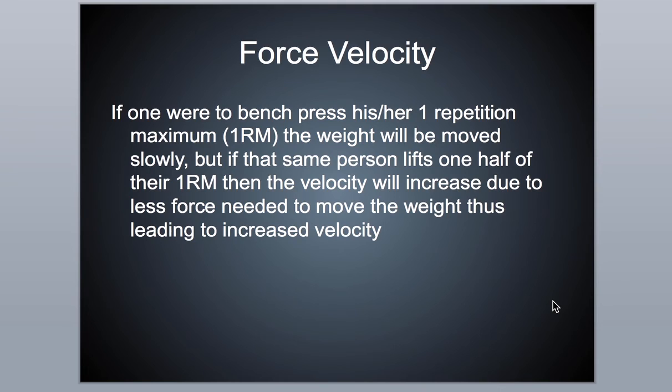Now, if you take half of that weight, say your max bench press was 300 pounds and you put 150 on the bar, you're going to be able to lift that a lot quicker than you would that 1 RM. Now, pushing the bar up is a concentric movement on the bench press. So again, as the force increases, the velocity is going to decrease. As the force decreases, the velocity increases. So again, there's still a negative relationship there.